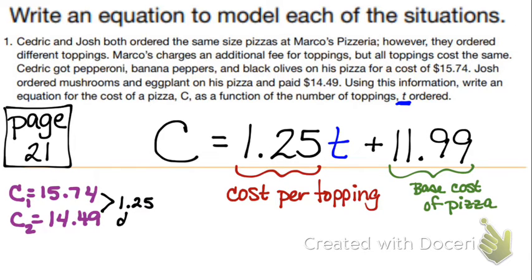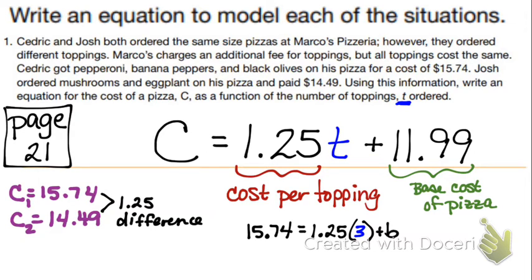And then did I explain the whole thing? Mm-hmm. Sub that in for M. So I had 15.74 equals 1.25 times 3 plus B. And then we had 14.49 equals 1.25 times 2 plus B. And then I solved that. And that's how you found your base price? Yes.